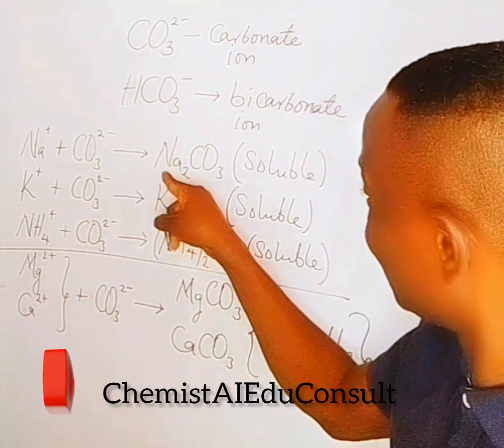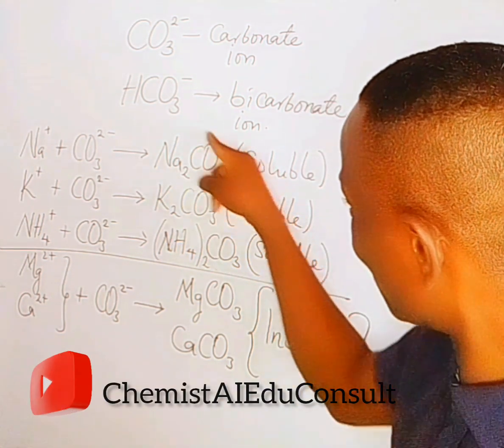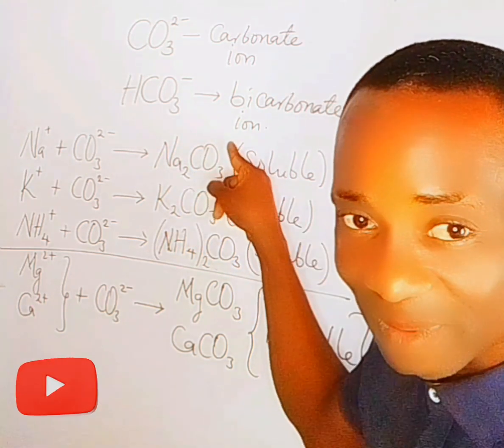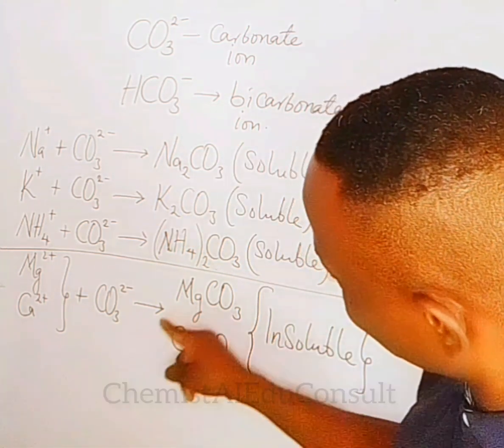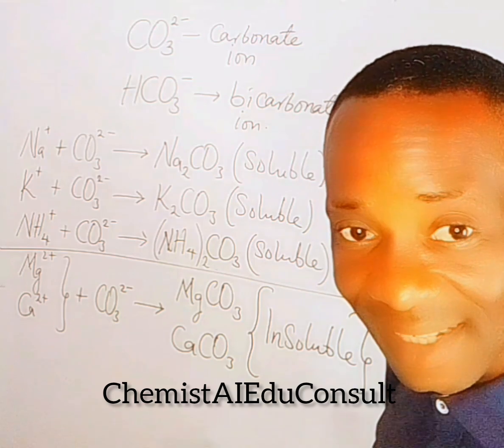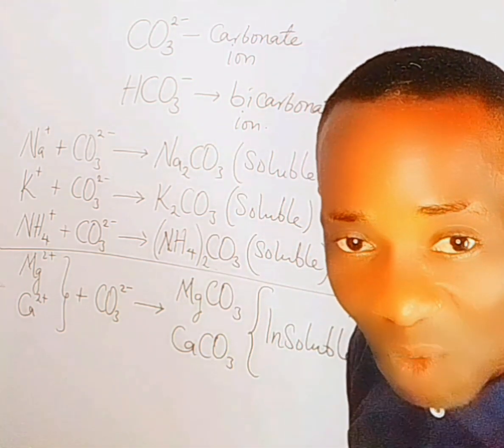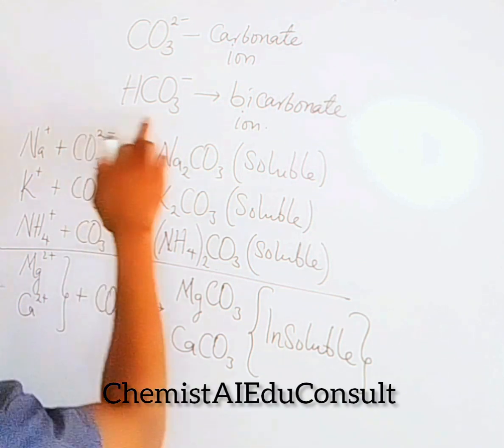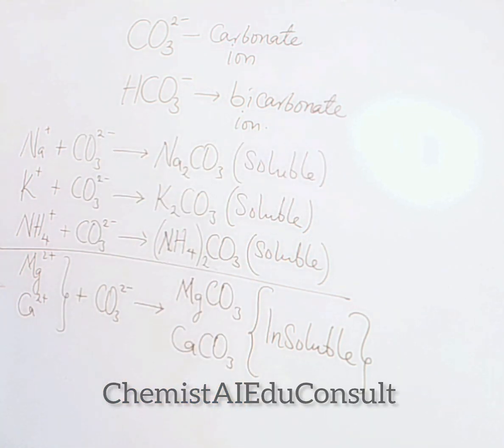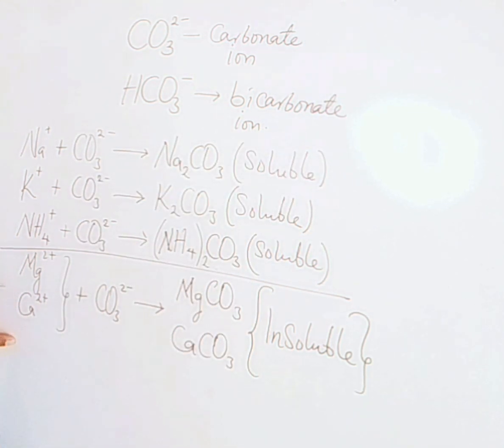For instance, this is the active ingredient of your washing soda. It is soluble. This is marble chips or chalk. It is insoluble, but both of them are carbonates. Now look at one interesting thing. Let's move to the bicarbonate and compare group 1A and group 2A elements.